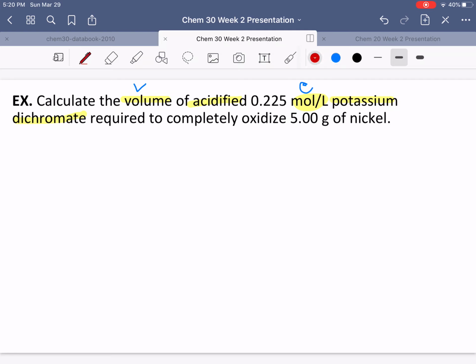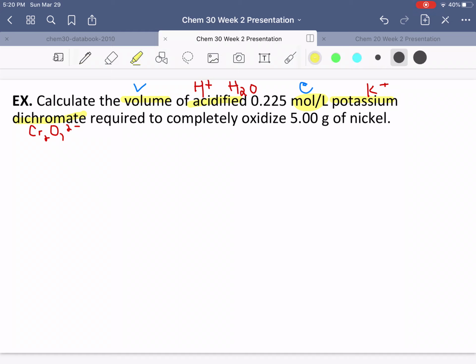Hey, whenever you see the word acidified, that means that H+ is going to be an option for you to use. And anytime we've got a solution, which includes acids, you know that water is going to be an option. Potassium dichromate is an ionic compound, so we've got K+ present, and dichromate, Cr2O7 2-, of course, is present as well. All these things have to be accounted for.